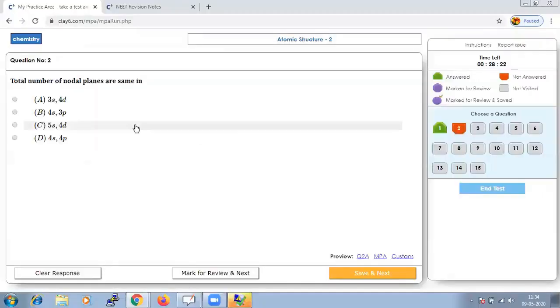Here, if you look at the option, as I told you, this number is your n, that is your principal quantum number, and this is your subshell. So if I say nodal planes formula is n minus 1, I have to take the n value. Immediately after looking at the options, we could very easily say that from option D, that is 4s and 4p, the n value is same. That means ultimately our n minus 1 will also be same, and nodal planes will be same in your option D.